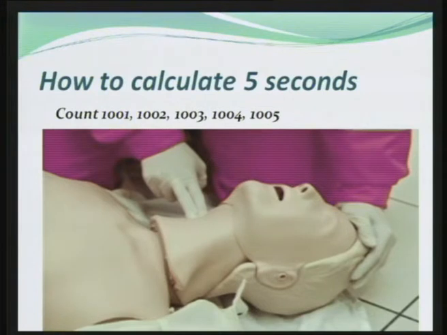Suppose the rescuer does not have any watch. How will we calculate the 5 seconds? The best way to calculate 5 seconds is just to count 1001, 1002, 1003, 1004 and 1005. Why 1001? Because saying 1001 takes 1 second. So this is the best way to calculate the 5 seconds.